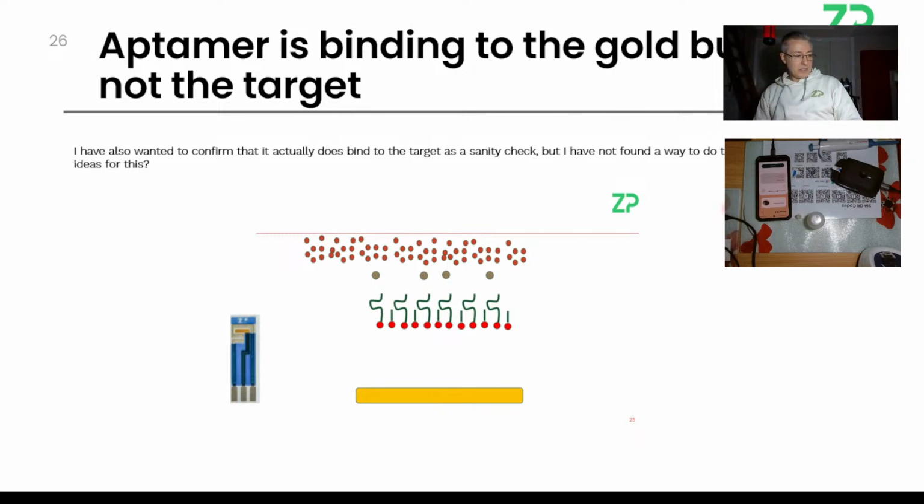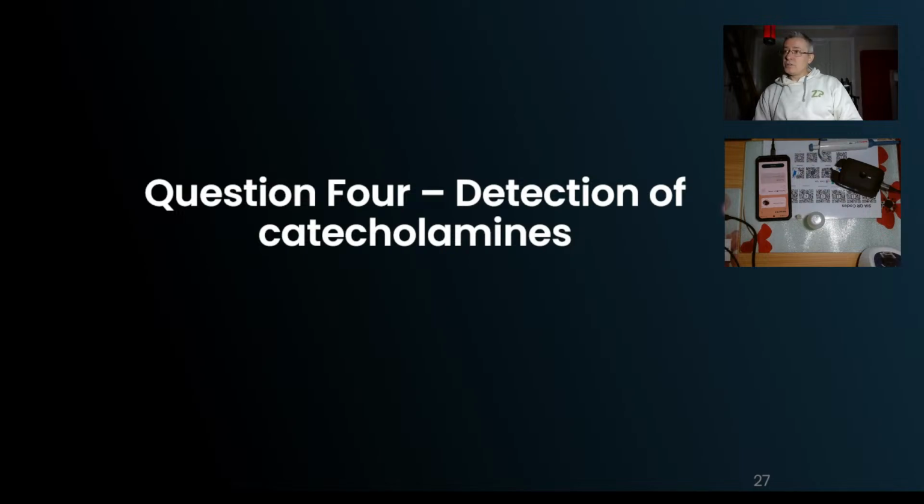So with this one, I followed their steps. They do exactly what we're doing, and I'm left thinking it's not so much the binding of the aptamer, but the aptamer itself in actually detecting that molecule. So question number 4, detection of, I can hardly say this, catecholamines.